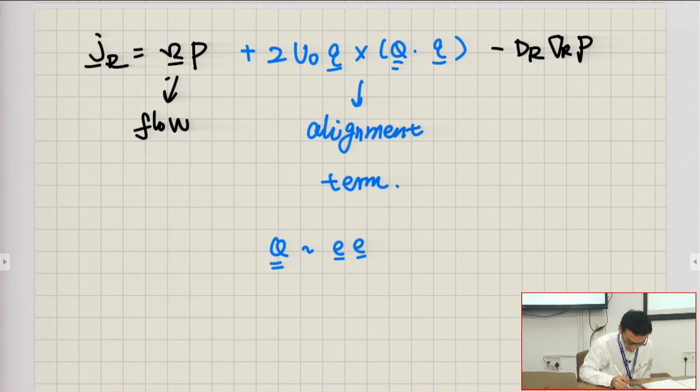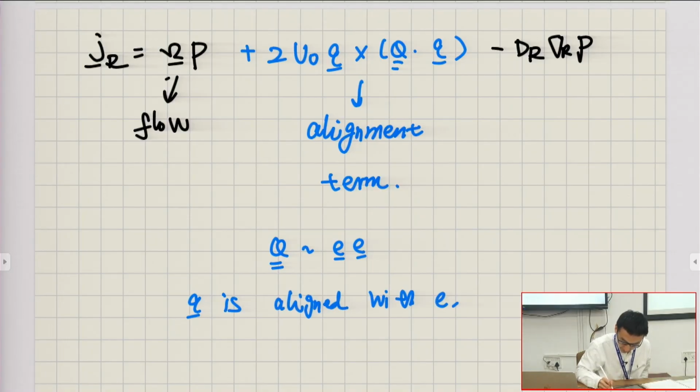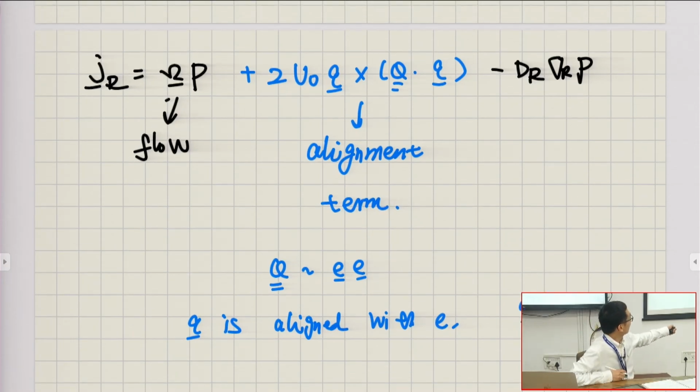Then I'm saying if Q is aligned with E, which means Q is essentially E, then Q dot this capital Q is E. E cross E is 0, right? Which means if you're aligned with the principal direction of capital Q, you don't get a torque. If you are not aligned, you do get a torque. So we are trying to align.